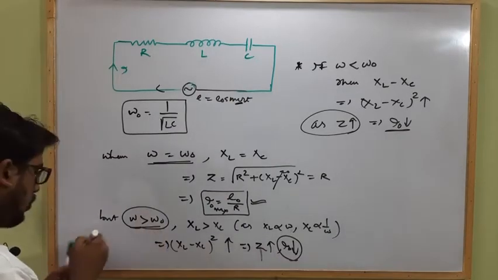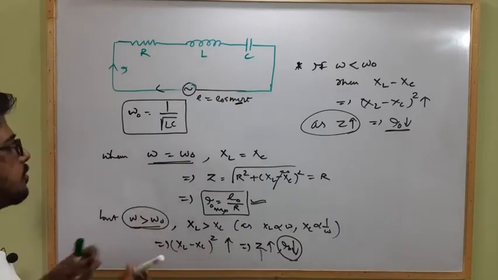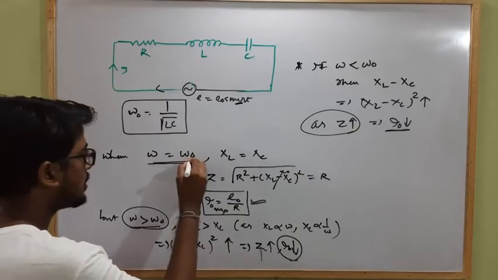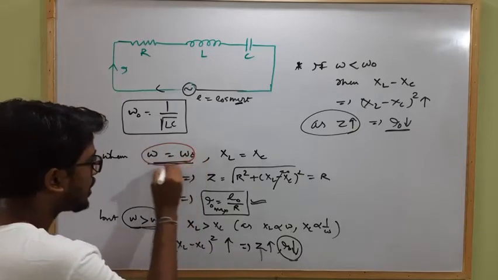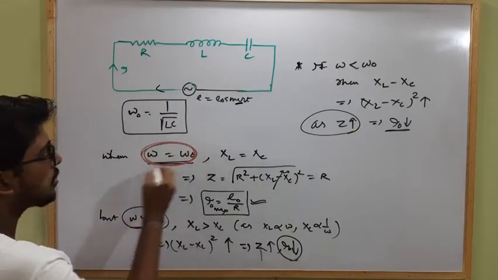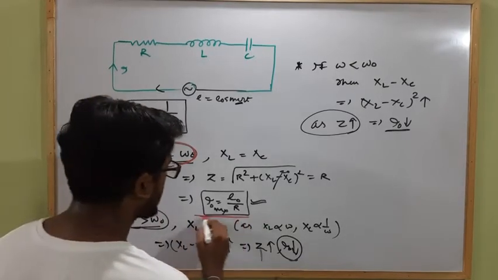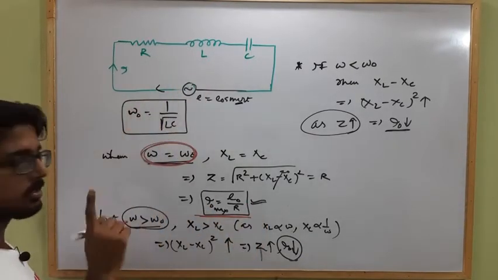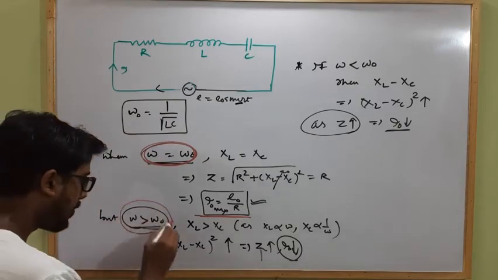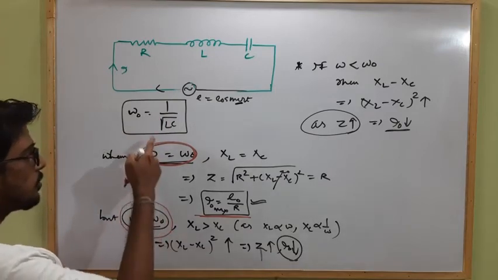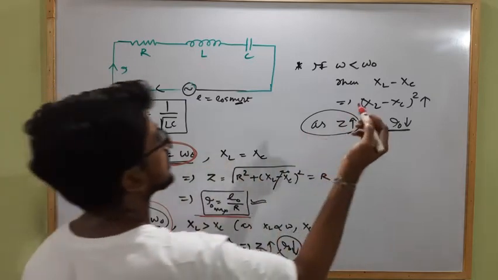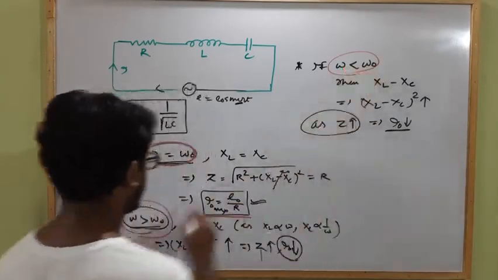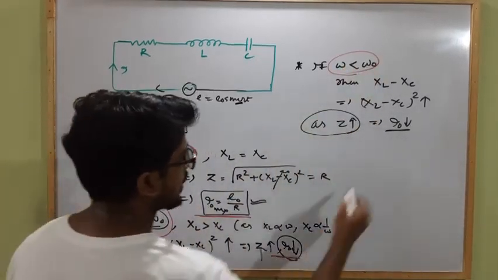So for only one value of applied omega, that means when omega is equal to the natural frequency of the LCR circuit, then only we will get maximum current through the circuit, and the circuit will become a resonance circuit. But when the applied omega is less than the natural frequency or greater than the natural frequency, in both these cases the current will decrease.